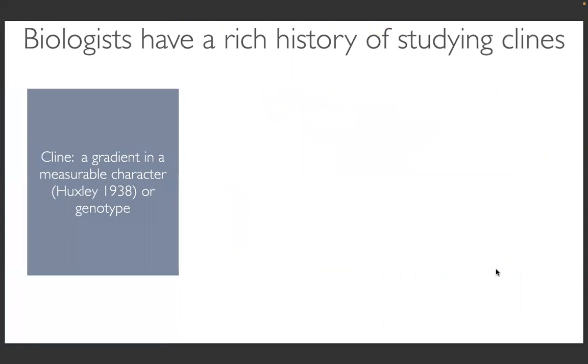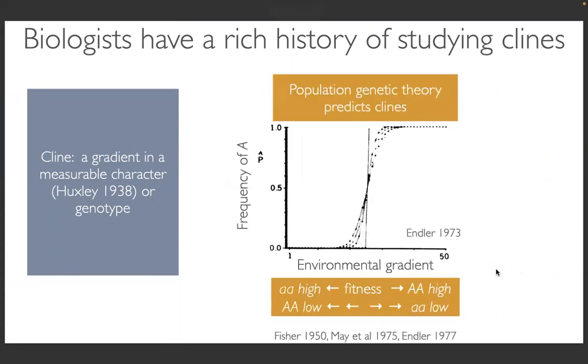Starting around the 1950s, biologists became really interested in the study of clines. Clines are gradients in a measurable character or genotype. And population genetic theory that predicts clines arises from this assumption that fitness of one allele or genotype increases along an environmental gradient, while the other allele or genotype decreases. And this assumption leads to a decline in allele frequency, as shown here.